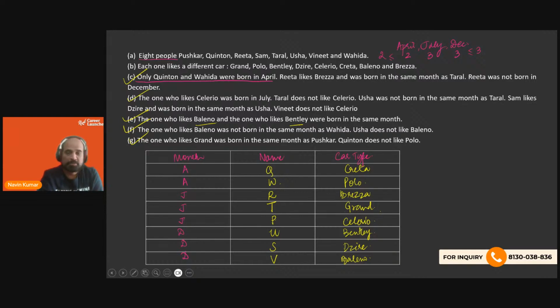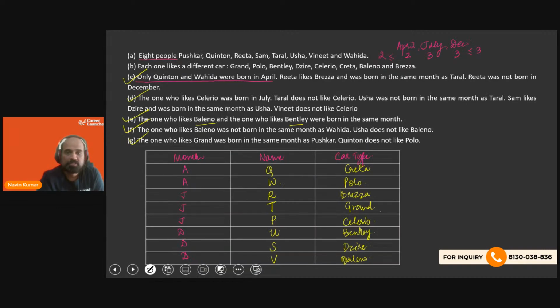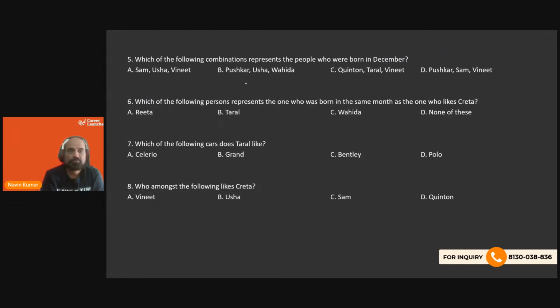Right? So the table is complete. Which of the following combinations represents the people who were born in December? So in December, we have U, S, and V. So we have got U, S, and V, option A.